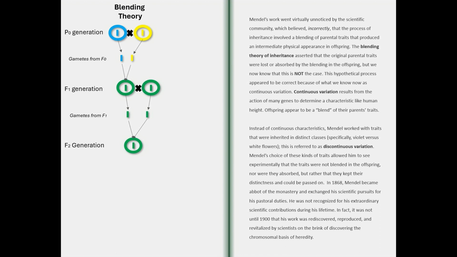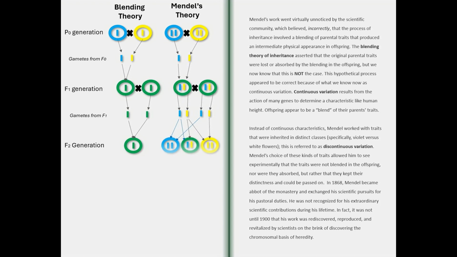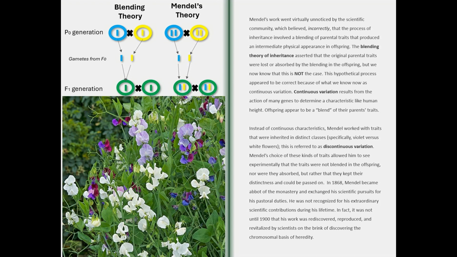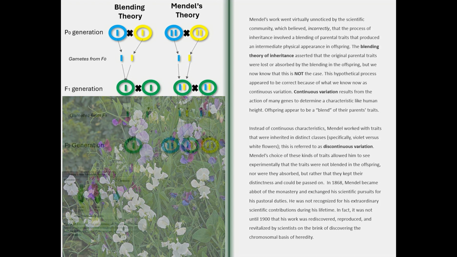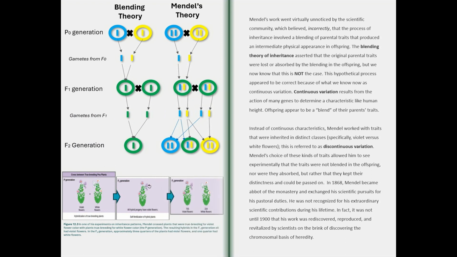Instead of continuous characteristics, Mendel worked with traits that were inherited with distinct classes, specifically violet versus white flowers. This is referred to as discontinuous variation. Mendel's choice of these kinds of traits allowed him to experimentally see that the traits were not blended in the offspring, nor were they absorbed, but rather they kept their distinctness and could be passed on.